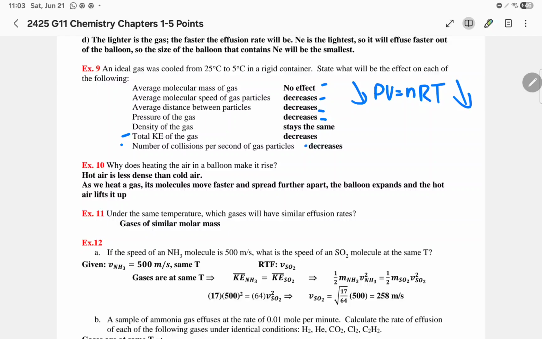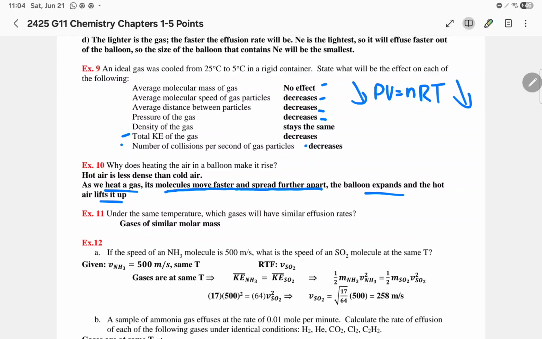Why does heating the air make it rise? It's because hot air is less dense than cold air. That's why we put radiators on the ground and air conditioning up, because hot air is going to rise and cold air falls. As we heat a gas, the molecules move faster and spread further apart. It expands and the air lifts up.